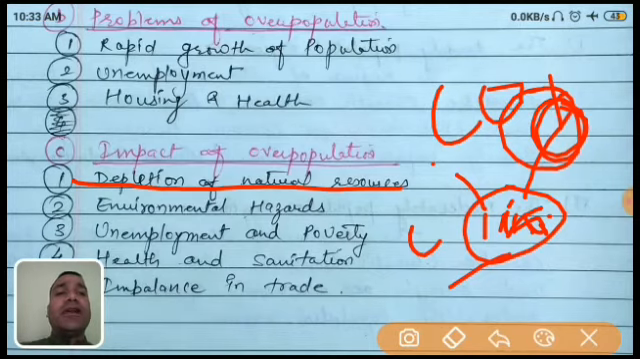What do they do? They build more housing. So what will happen? They require more resources. They require more resources, and the resources are depleting too much. So I hope it is clear.